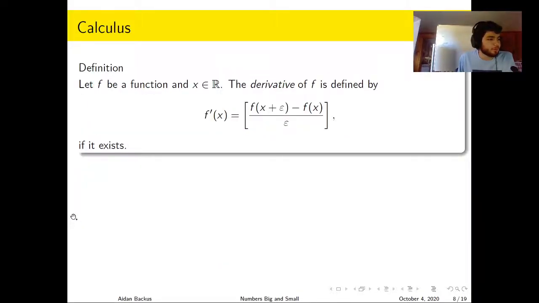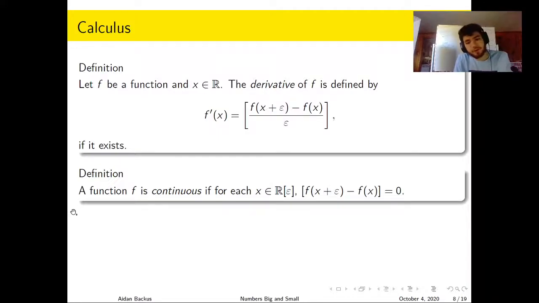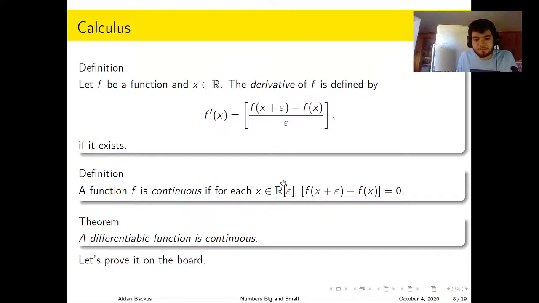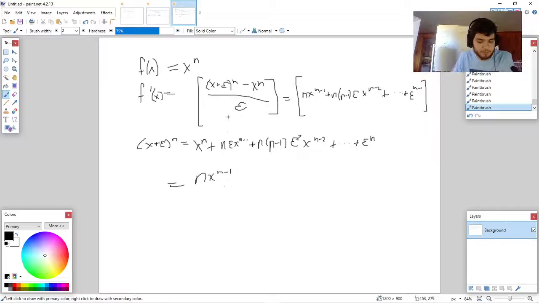And so this was our definition of the derivative. We also say that a function is continuous if for every hyperreal number epsilon, if you add epsilon and then subtract off f of x, that just perturbs f by an infinitesimal. All right, and the classic theorem of calculus says that a differentiable function is continuous. So let's prove it.